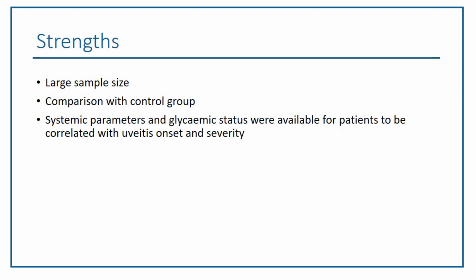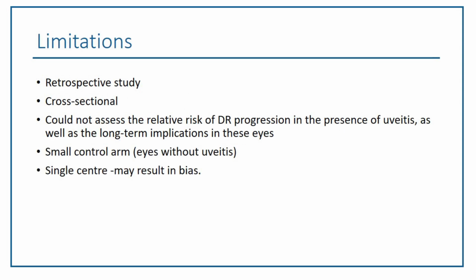Coming to the strength of our study, we had a large sample size of diabetic retinopathy and uveitis, which was never previously considered. We had a comparison with a control group, although the group was slightly smaller. We also had systemic parameters and glycemic status readily available with us to compare and correlate with uveitis onset and severity.